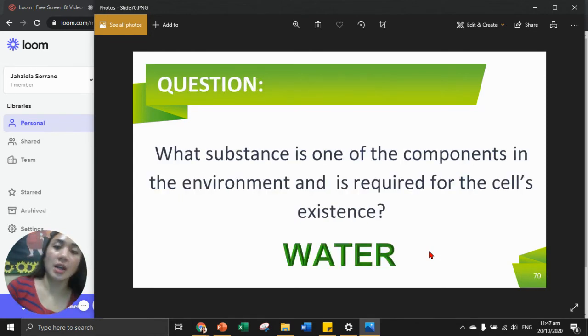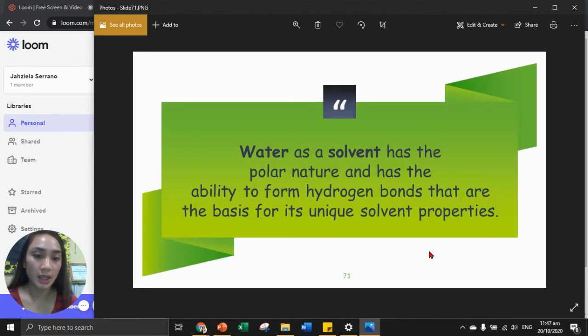So, question. So, what substance is one of the components in the environment and is required for the cell's existence? Of course, the answer should be water, no? So, sabi nga, water is a universal solvent, no? Water as a solvent has a polar nature. So, we discussed polarity back in organic chemistry and also qualitative chemistry, and it has the ability to form hydrogen bonds that are the basis for its unique solvent properties, no?